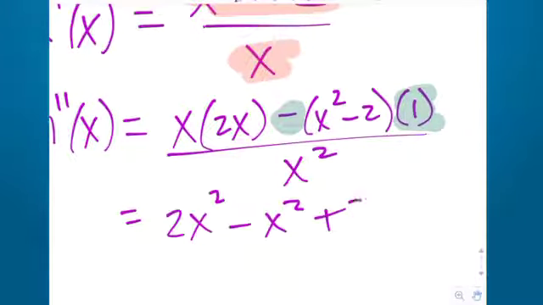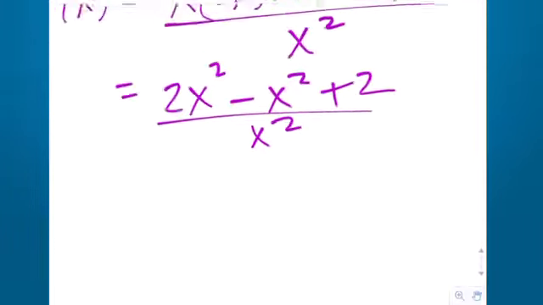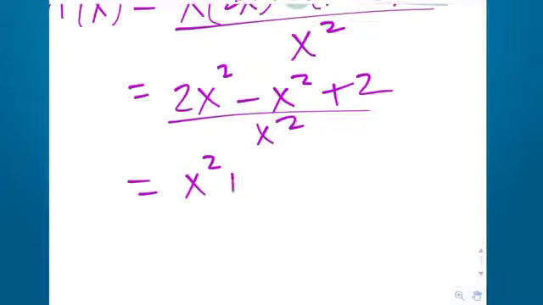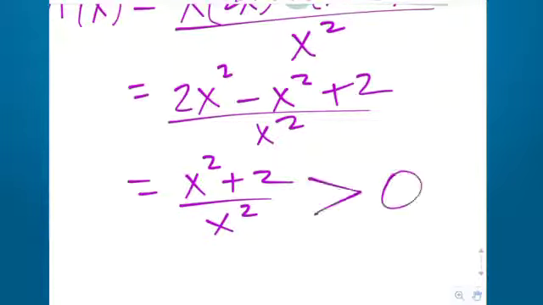Negative x squared plus 2 all over x squared, and then I get x squared plus 2 over x squared. And now I want to know, for what values of x is that thing greater than 0? Guess what? For just saying greater than 0, you got to check, because you're communicating how the second derivative is related to concave up. Sweet. And now we just have to figure out the x values.